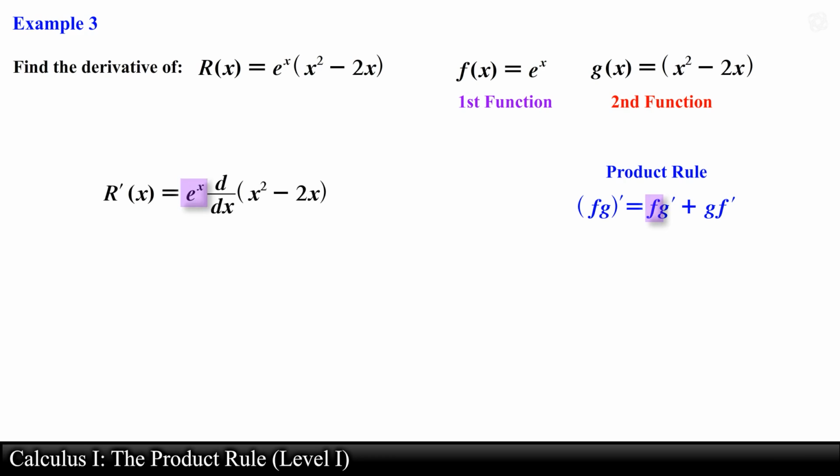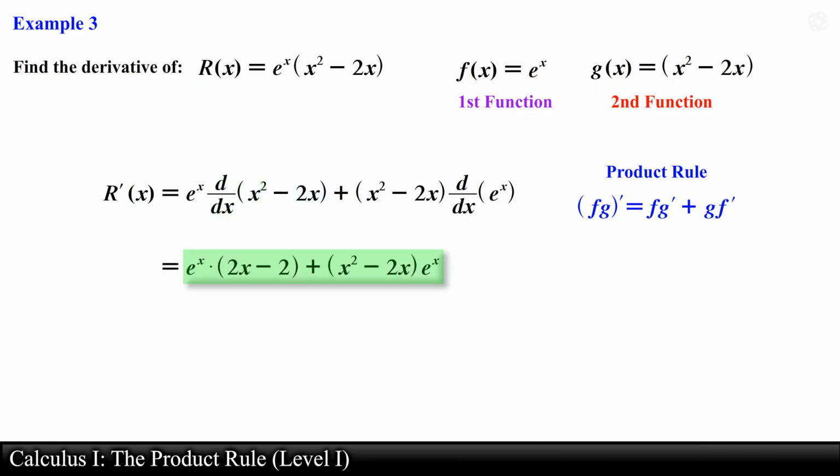So we take the first function and multiply it by the derivative of the second function, and add the second function and multiply it by the derivative of the first function. Notice that in order to take the derivative of g of x, we need to apply the sum rule and power rule. Having applied the product rule, we go ahead and simplify the expression.